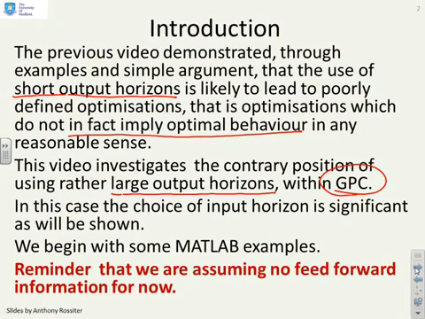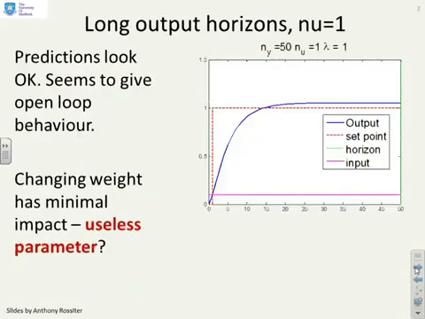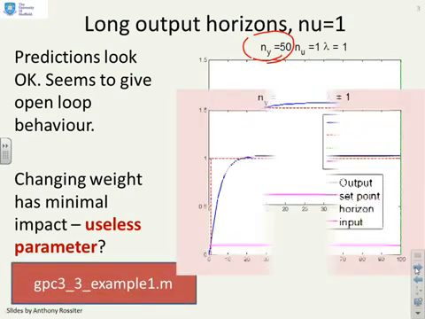Now, just a reminder, we're assuming no feed-forward information for now. Here's the first example then. You'll see we've chosen an output horizon of 50, which is quite large. And if you look at this, you'll see the predictions seem to be okay. They give reasonable behavior, and you'll also notice that if you change the weight, it has a minimal impact.